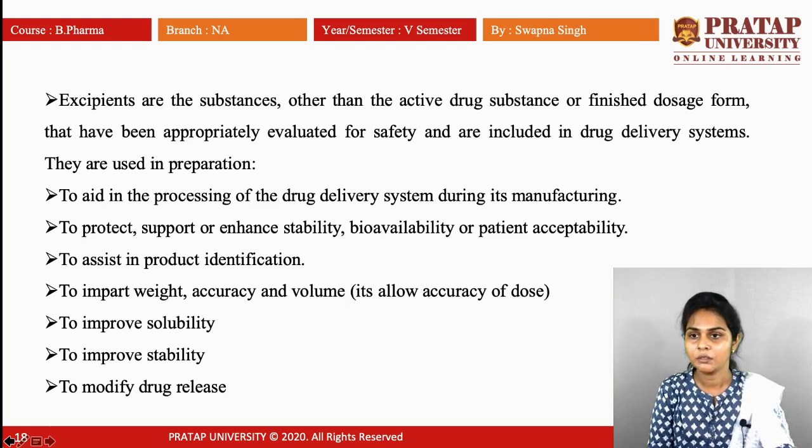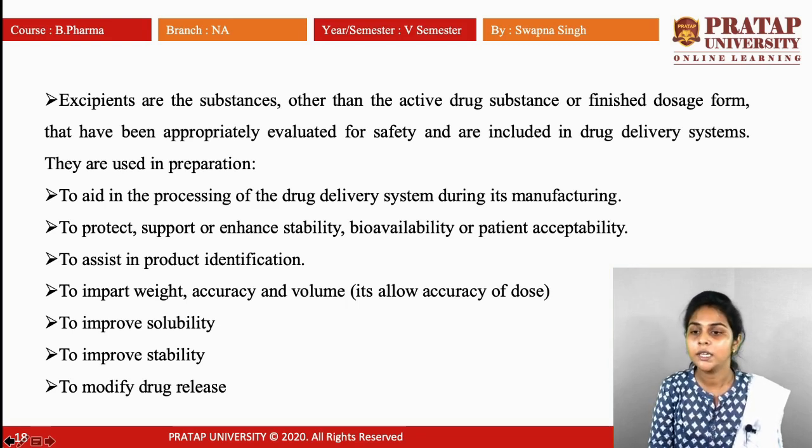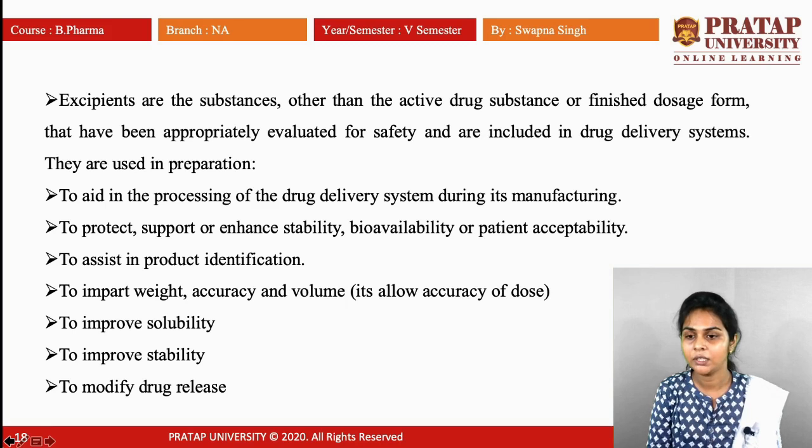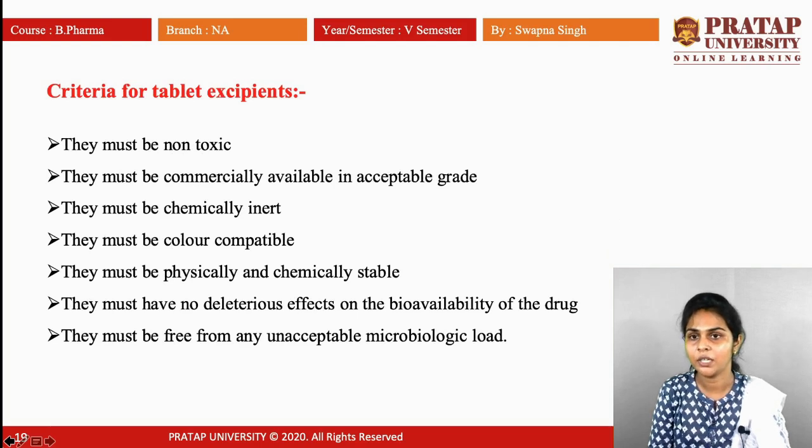They are used in preparations. First one is to aid in the processing of the drug delivery system during its manufacturing. Second is to assist in product identification. Next, to protect, support or enhance stability, bioavailability or patient acceptability. To improve solubility. Next, to improve stability. To modify drug release.